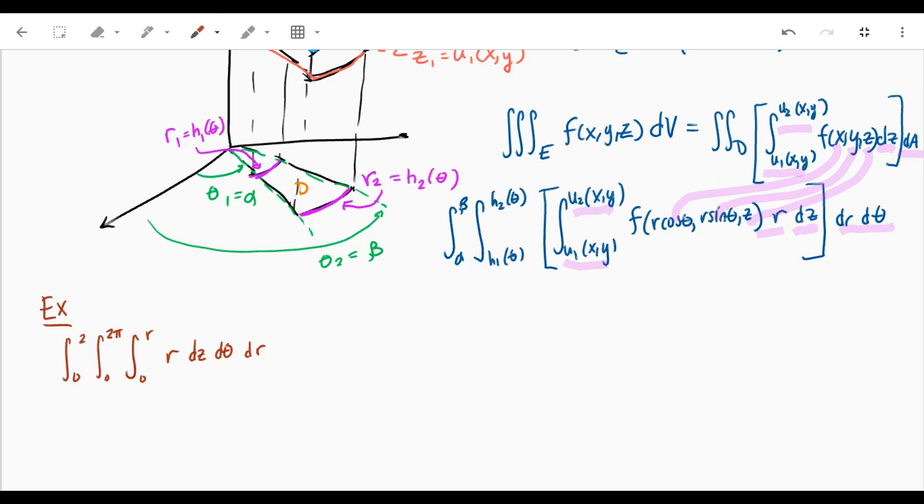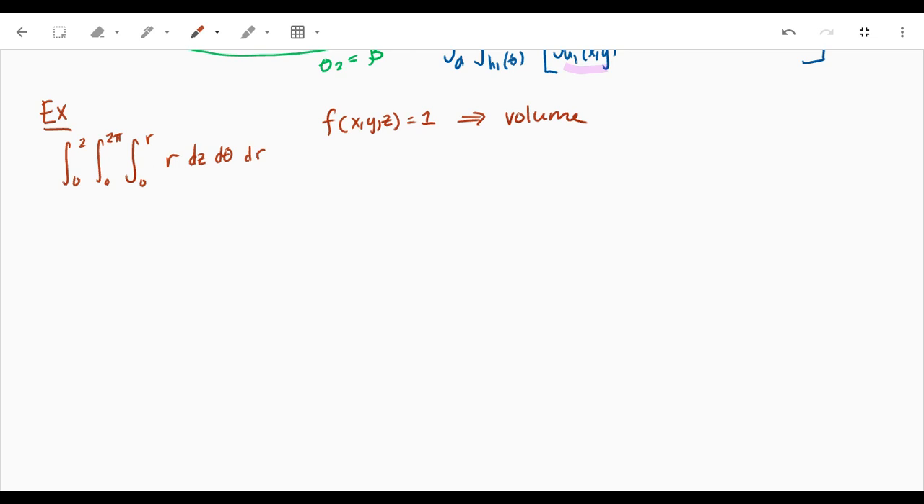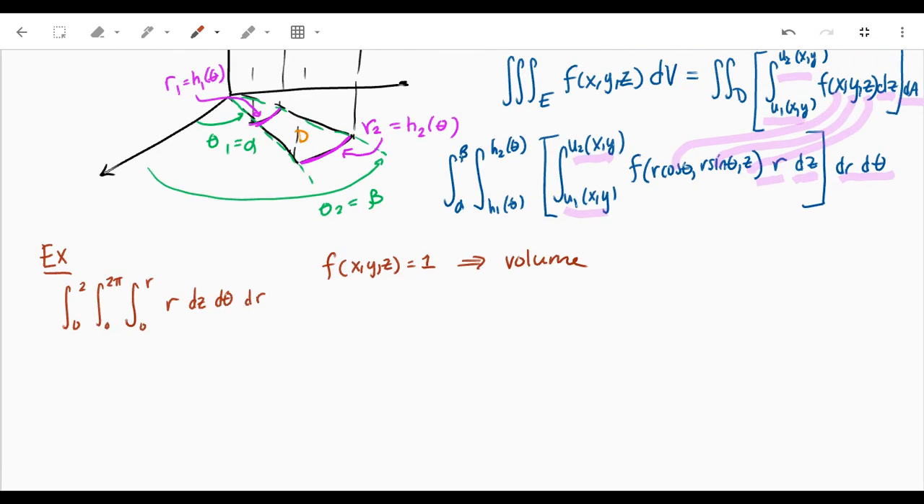Notice there's no function in here, right? That r is from working in polar coordinates. So f of x, y, z is just 1, and that means that we're finding the volume. Or I shouldn't even say f of x, y, z, but also f of r theta z too.